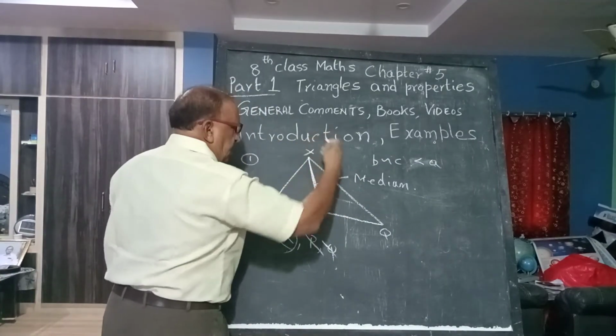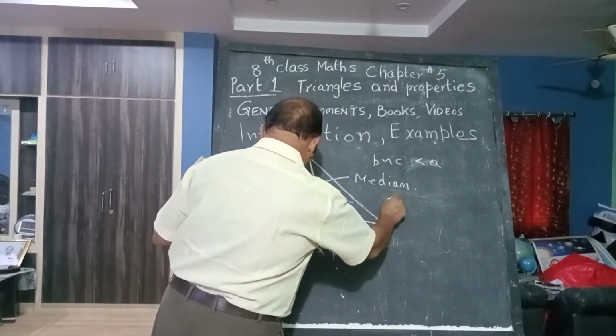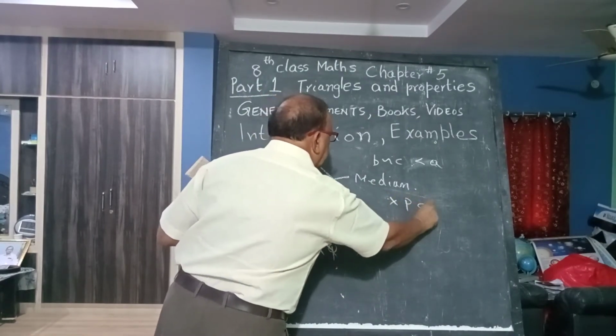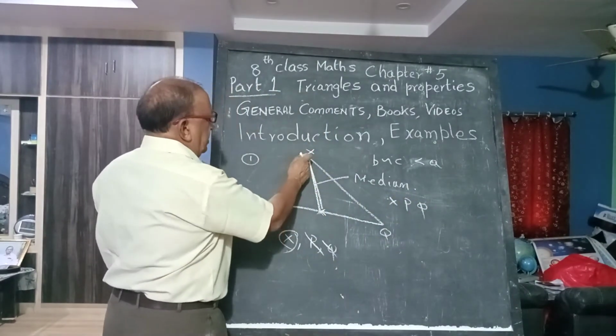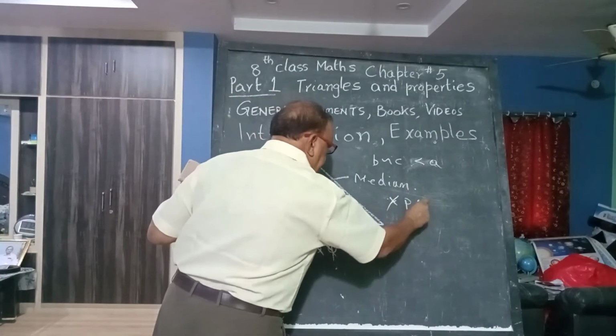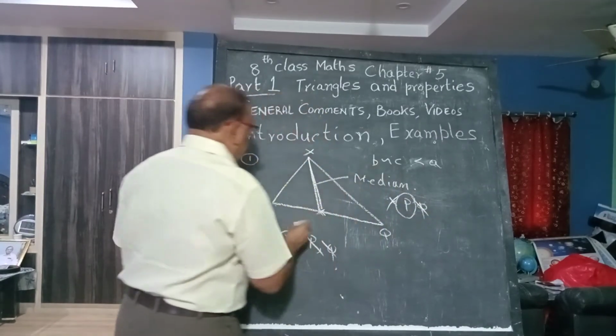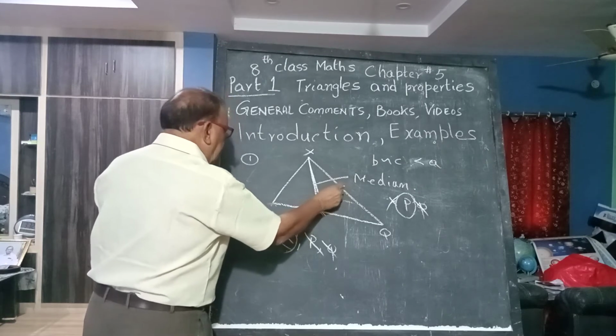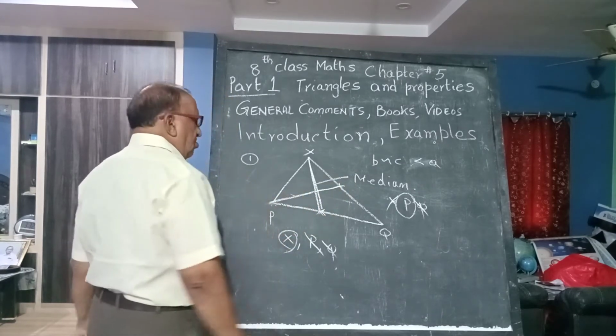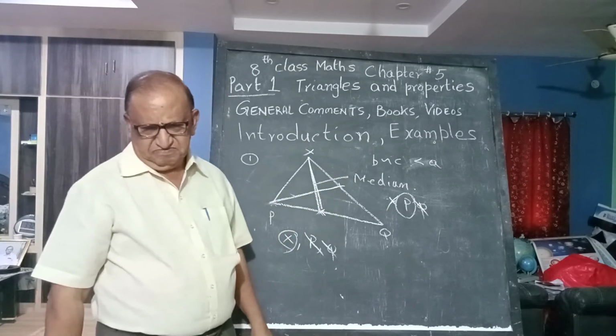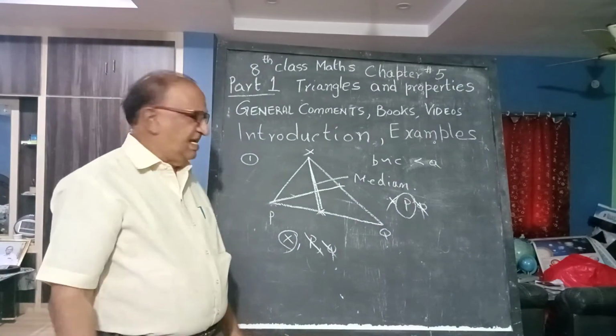Similarly, if you take XQ, what side are you taking? X and Q. What is left over? P. So take the midpoint of this and join to P. This is also called a median of a triangle. So those are the medians.